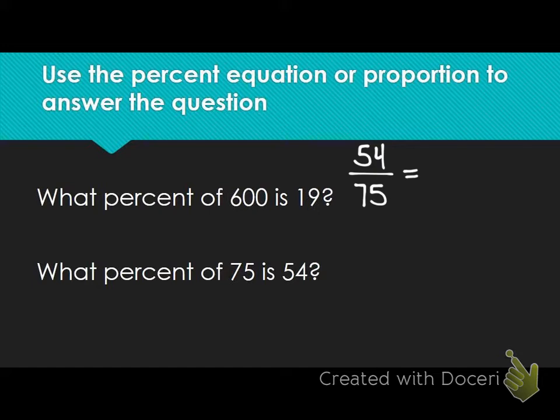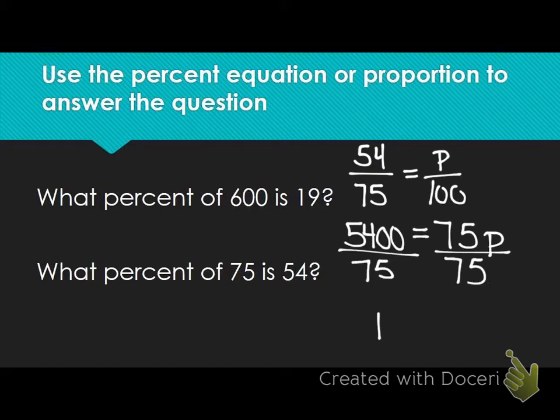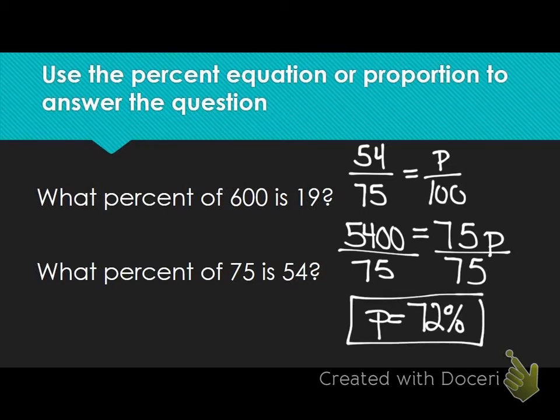Okay, I want you to do the second one. 54 over 75 equals P over 100. Cross products and divide. Did you get 72%? Okay, very good.